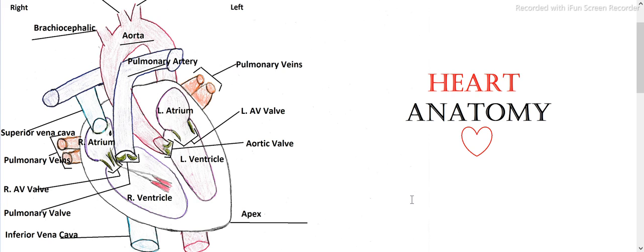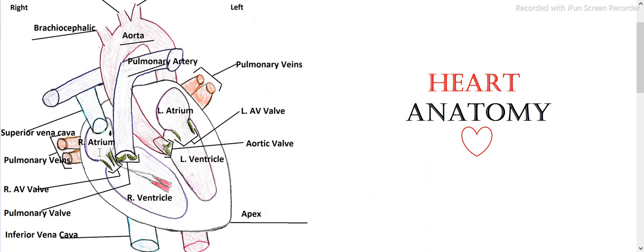I will be naming off the anatomy as the blood would flow through the heart. So we have the superior vena cava here and the inferior vena cava here. These lead into the right atrium. From the right atrium, it flows through this right AV valve, or the right atrioventricular valve. It also has another name, which is the tricuspid valve. It's the tricuspid valve because it has 3 leaflets here, here, and here.